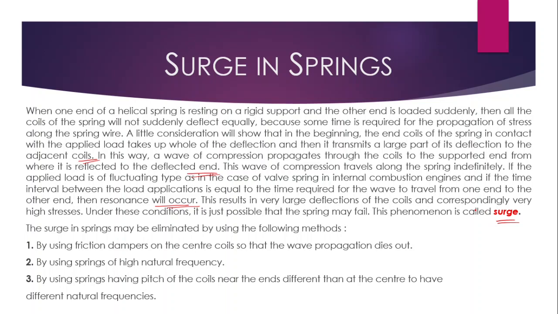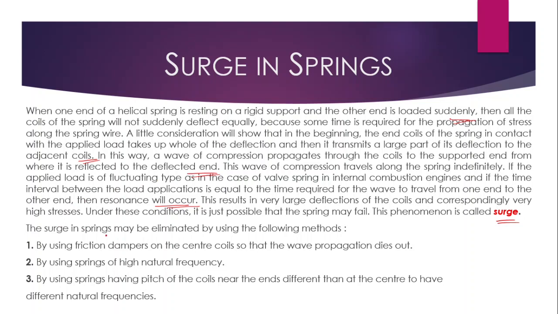This phenomenon is called surge. Surge is very important when resonance occurs due to a fluctuating type of load. In that case, resonance may occur, and then very large deflections of the coils and correspondingly very high stress are induced in the spring. That may cause the spring to fail. This phenomenon is called surge.